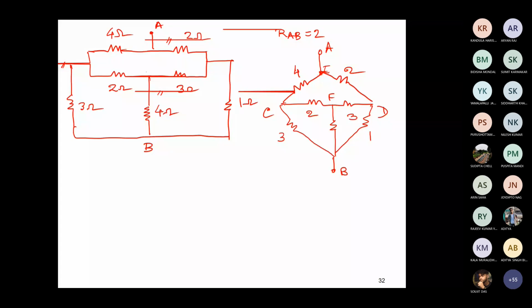The 2, 3 and 4 resistances, from star to delta. This is 4, actually, I forgot to put 4. If we convert, what will happen? Then these two will be in parallel.